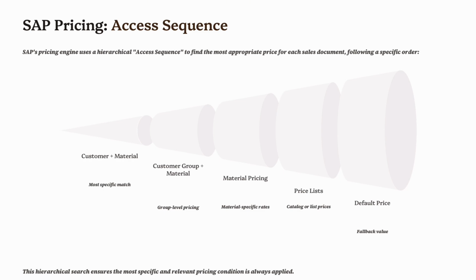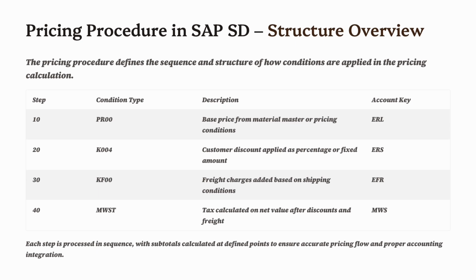Example: in a standard procedure, RVAA01, SAP first applies the base price, PR00, then subtracts discounts, K004, adds freight, KF00, and finally applies tax, MWST. The result? A fully automated price calculation with 100% traceability and audit-ready detail. This is where all the pricing magic happens in SAP SD.